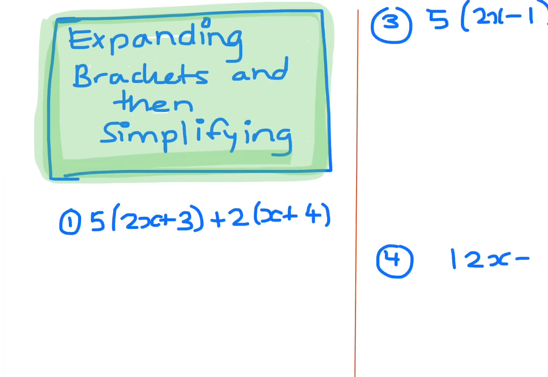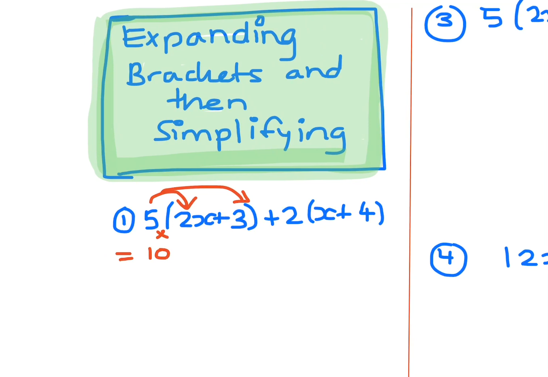Okay, I'm just going to run through expanding and simplifying brackets. So we just multiply what's inside by what's outside the bracket. 5 times 2 is equal to 10, so it'll be 10x. And 5 times 3 is equal to 15. So, sorry, that's 10x, and then plus 15.